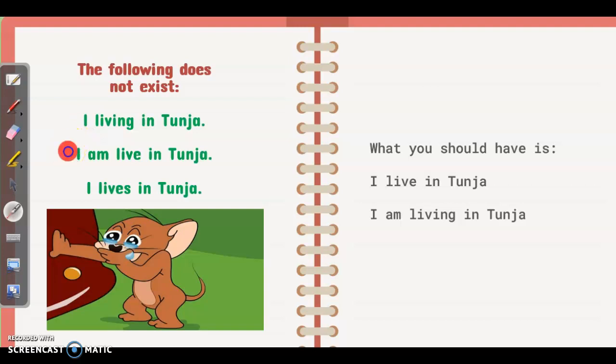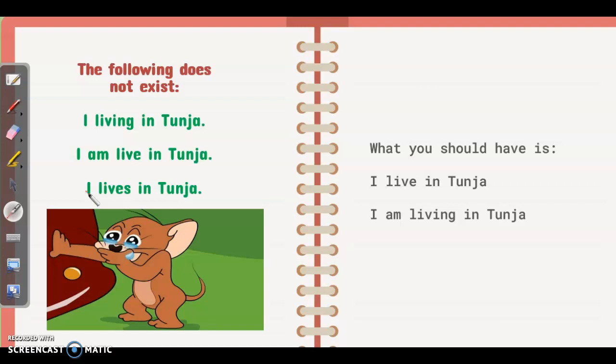Lo mismo pasa en I am live in Tunja, no, porque entonces se está usando la base o el fundamento para poder usar el verbo con ing, pero no se usa. Entonces no puede ser I am living Tunja. Eso sería como decir en Spanish, yo estoy vivo. So that's not good. I lives in Tunja. También lo he visto mucho, but no, it's not good.